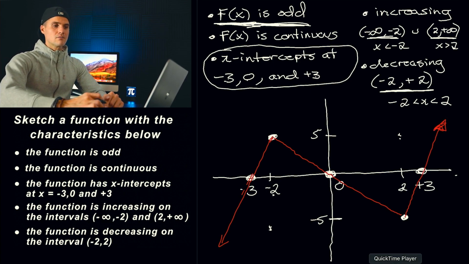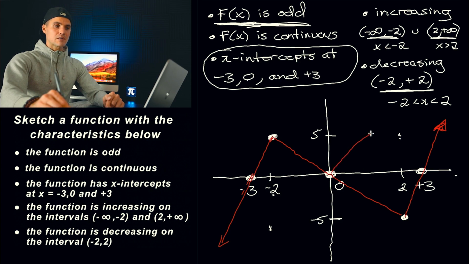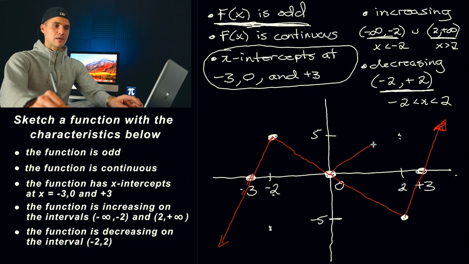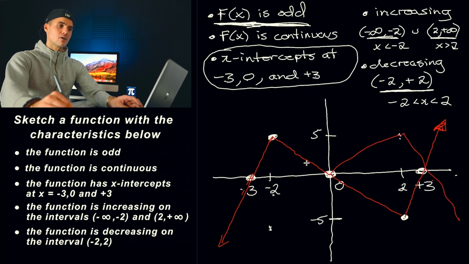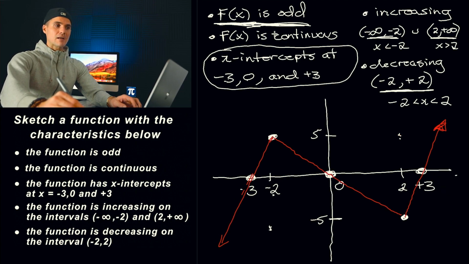And that right there, that function, that sketch, satisfies all the characteristics, right? So it is odd because if we took this half, reflected it over the x-axis, we'd end up with something like that. And then if we reflected that over the y-axis, we'd end up with this second half of the function. So that's met. f of x is continuous, right? There's no break in the domain.